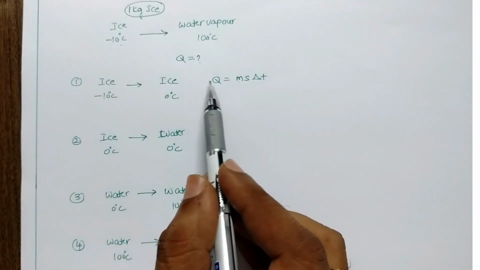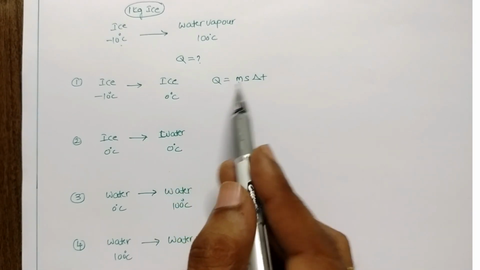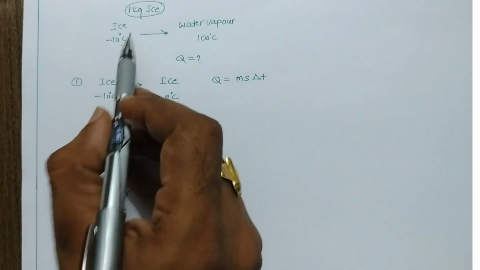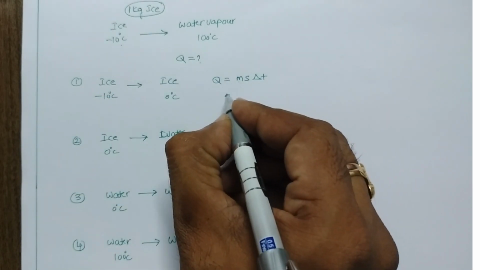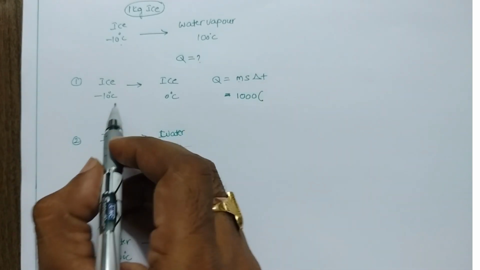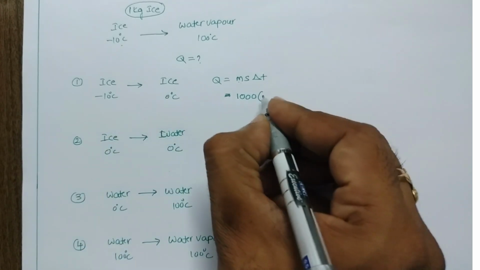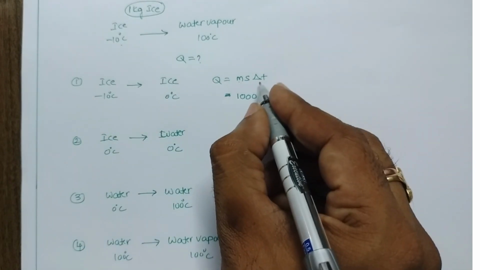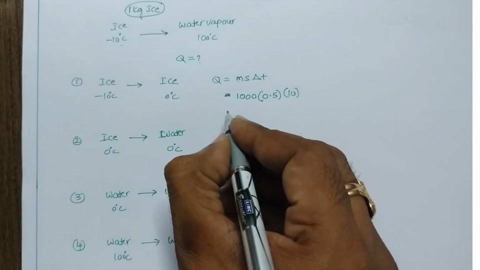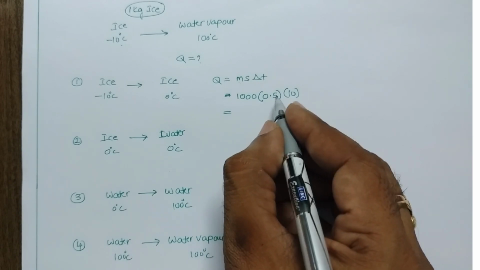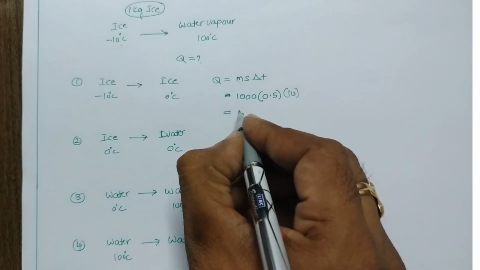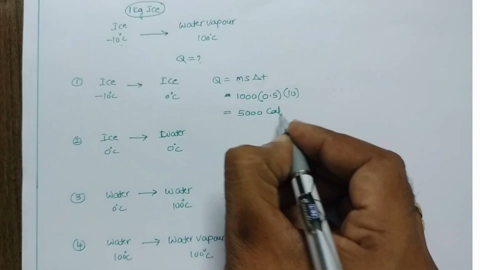So let's find the heat needed in the first case, that is Q is equal to ms delta T. m means mass of the substance, that is 1 kg ice, that means 1000 grams, into specific heat of ice, which is 0.5, into change in temperature, which is 0 minus of minus 10, that is plus 10. So this is equal to 0.5, that is 5 by 10, and the 10 and 10 cancel. 5 into 1000 means 5000 calories.